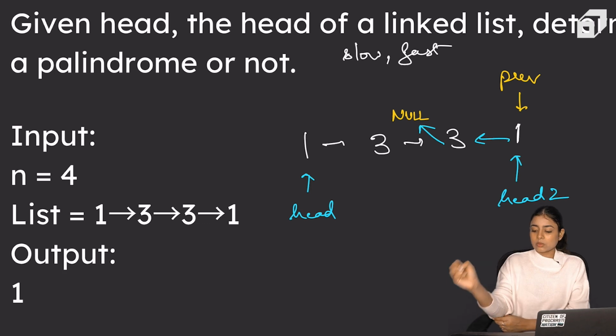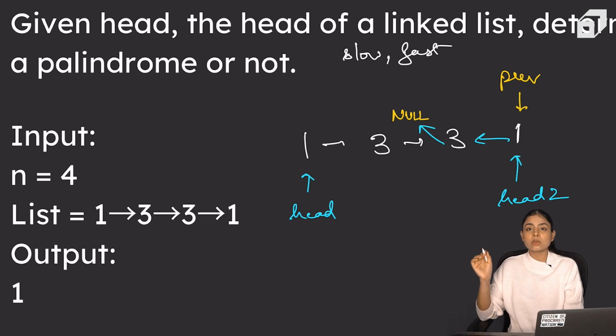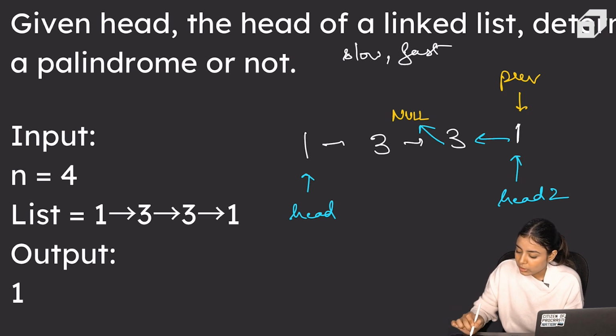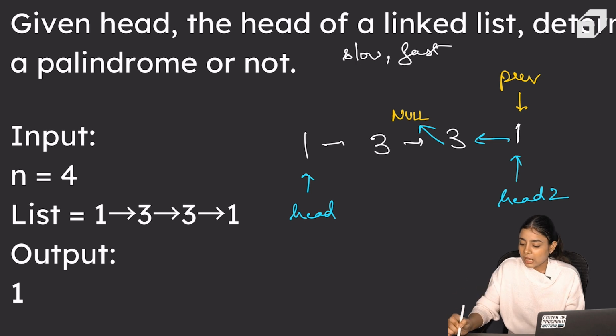Okay, so head is the original head of my original linked list, and head 2 is the head of the reversed linked list of the second part of my linked list. Now, if you look at the head linked list, that is 1 3 3 and null, and head 2 linked list is 1 3 null.